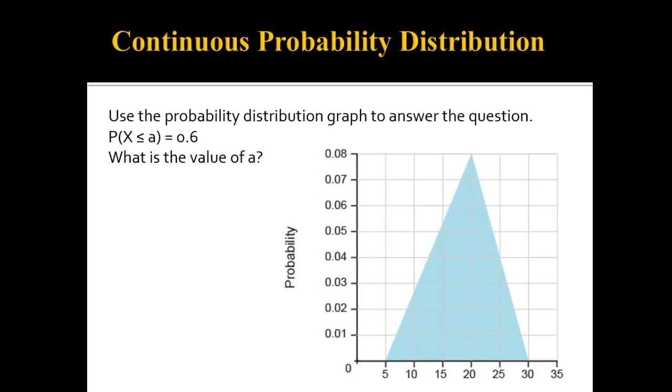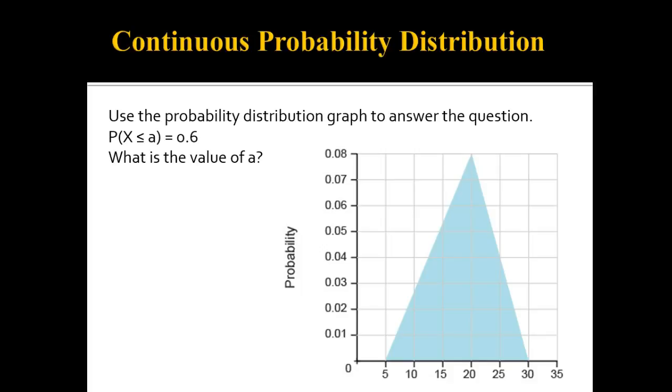Okay, moving on. Then we talked about continuous probability distributions, and we're not going to mess around with these. We're going to go straight for the jugular. Use the probability distribution graph to answer the question. Probability of x less than a equals 60%. What is the value of a? Now, this is how this works.